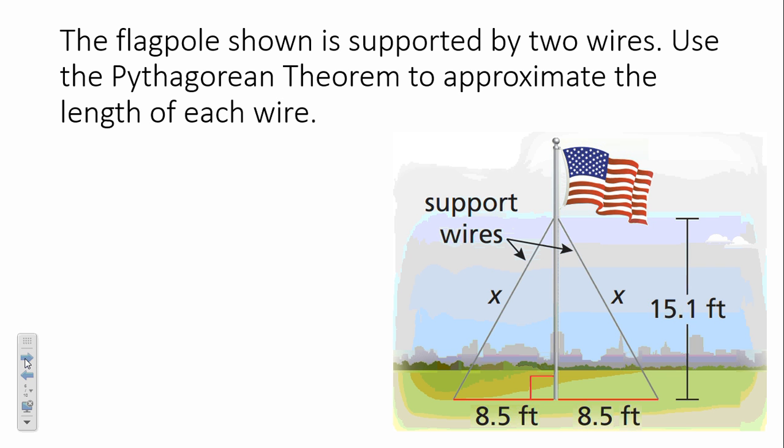When someone installs a high thing like a tower, they like to anchor it with supports. Sometimes when they install something like a flagpole, they want to anchor that with supports as well until the concrete cures and they're sure that it's stable. So when we put up a flag and we have some support wires, we want to figure out how long those support wires are. They attach the support wires to the flagpole 15.1 feet in the air.